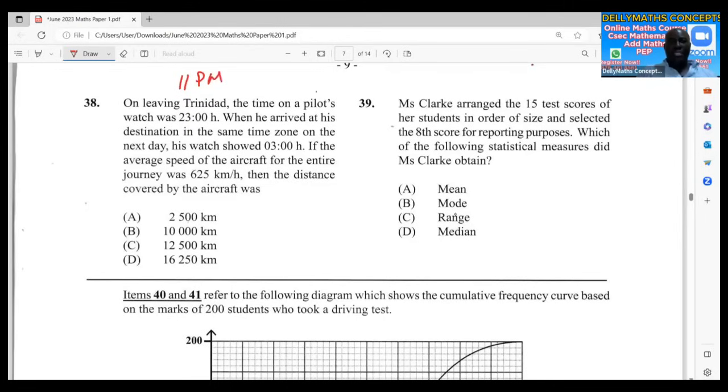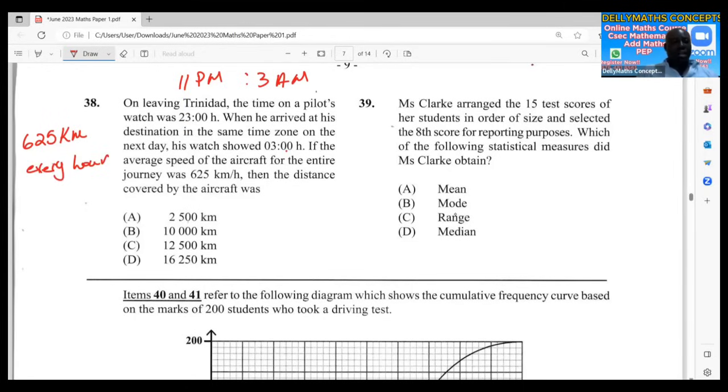When he arrived at his destination in the same time zone on the next day, his watch is 3. So now we're dealing with 3 a.m. If the average speed of the aircraft is 625 kilometers per hour, this is straightforward. We're talking about 625 kilometers every hour, and that's what we mean per hour.